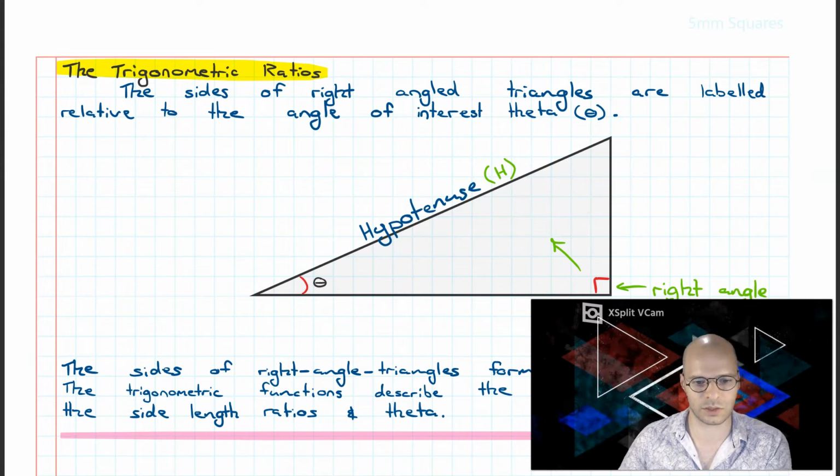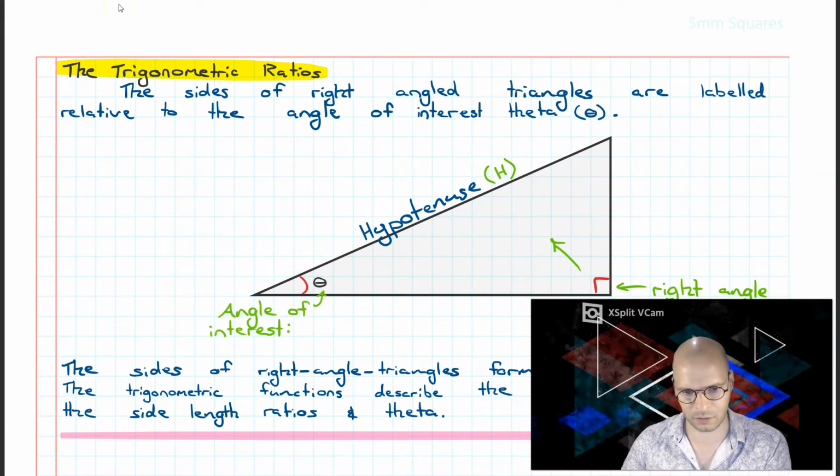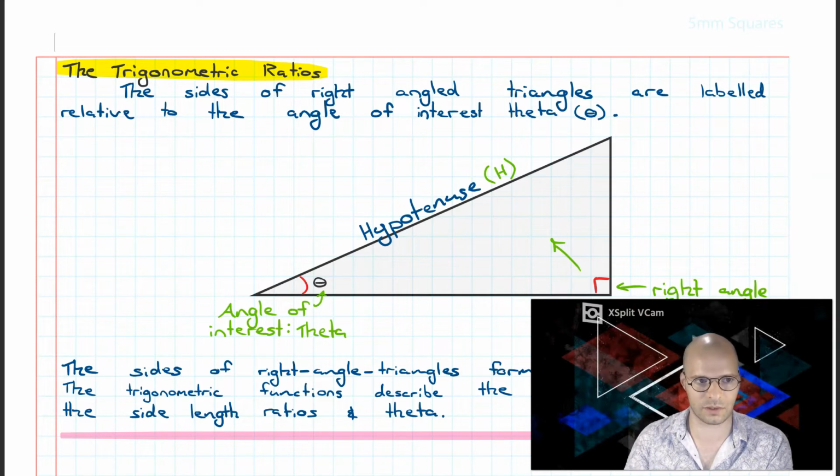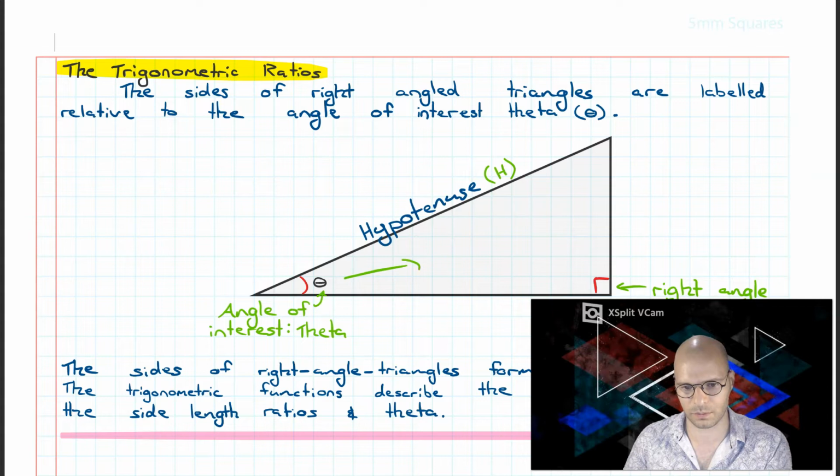Now the next feature we turn our attention to is an angle, which I like to call the angle of interest. In this case, we call the angle of interest theta, theta being a letter from the Greek alphabet. Now since we have this angle named as theta, our angle of interest, we're able to label the final two sides within our triangle.